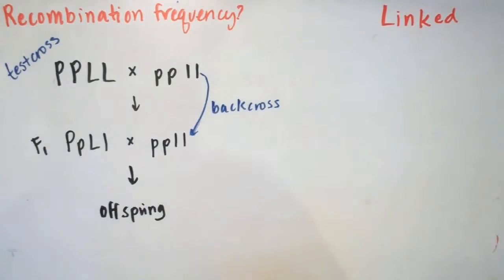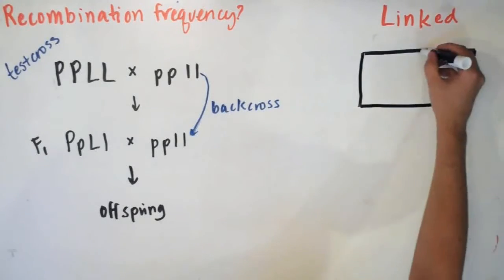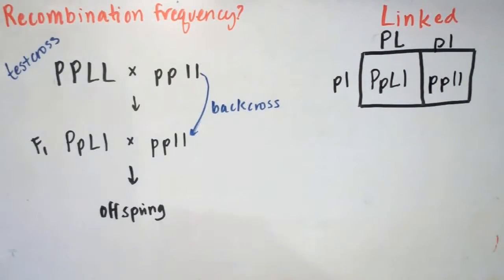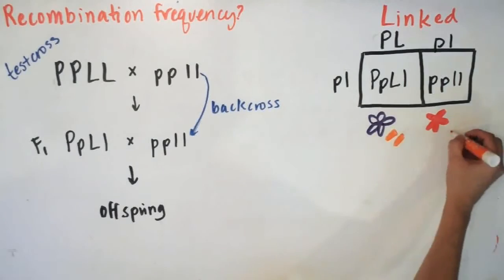First, let's consider a situation in which 2 genes are completely linked. In this case, the Punnett square would look something like this, where there are only 2 possible allele combinations. Thus, there are only 2 possible phenotypes.